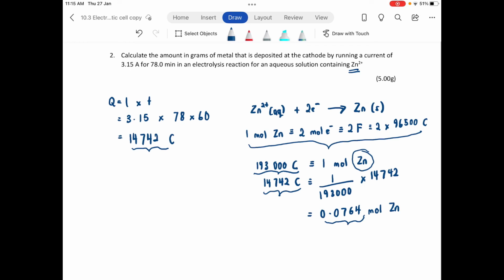So the question asks for grams. Since we already have the number of moles, we can find the grams. We can find the mass. So the mass of zinc equals its number of moles times molar mass. The number of moles we already have is 0.0764. The molar mass of zinc is 65.4. So we get 5.00 grams.